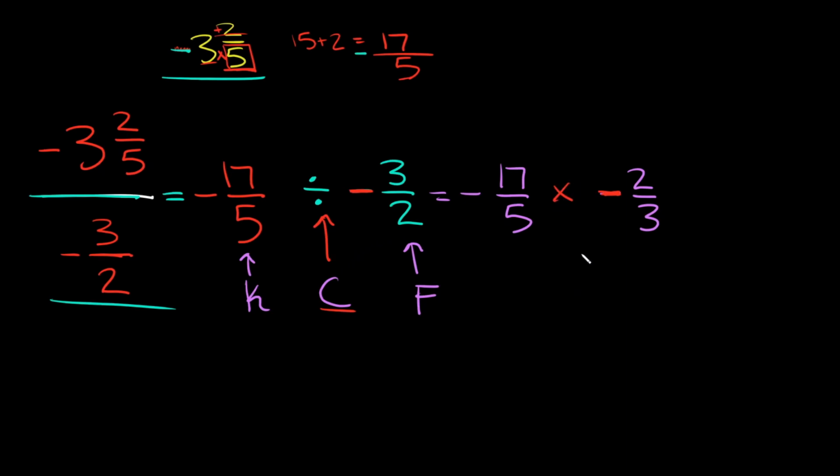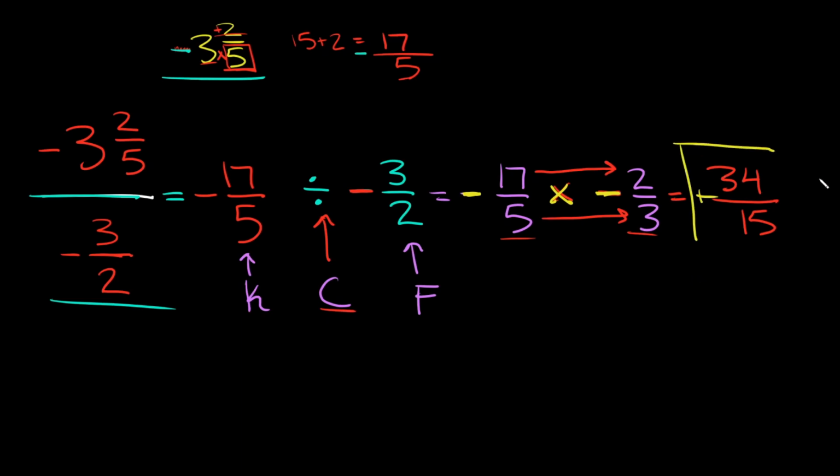All right, so again, we're just multiplying two fractions together, so we're going to multiply straight across. What is 17 times 2? 17 times 2 is 34. And that's going to go over 5 times 3, right? What's 5 times 3? 15. Okay, and lastly, is our answer negative or positive? Well, a negative number times a negative number is a positive number, right? So our answer here is positive 34 over 15.